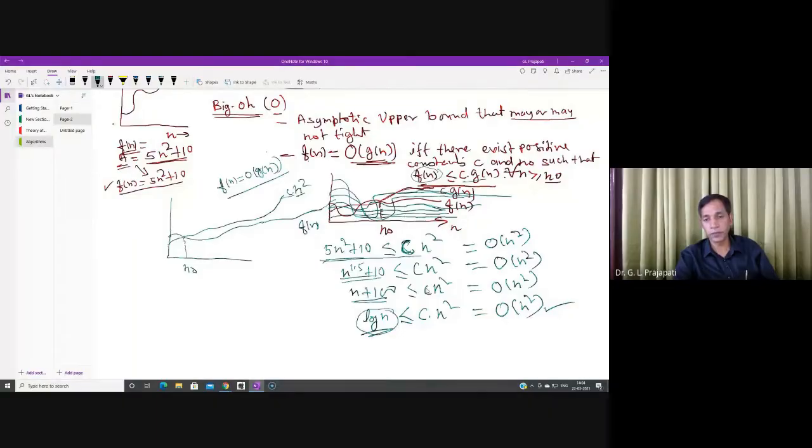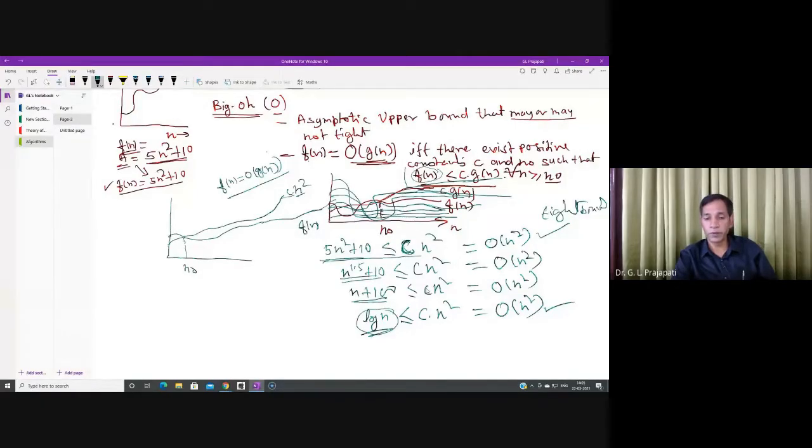Since the condition for saying that f of n is big O of g of n is only this, f of n should be less than or equal to some c into g of n. So whenever the degree of the polynomial is n square, and you are saying that it is big O of n square, then this represents the tight bound.